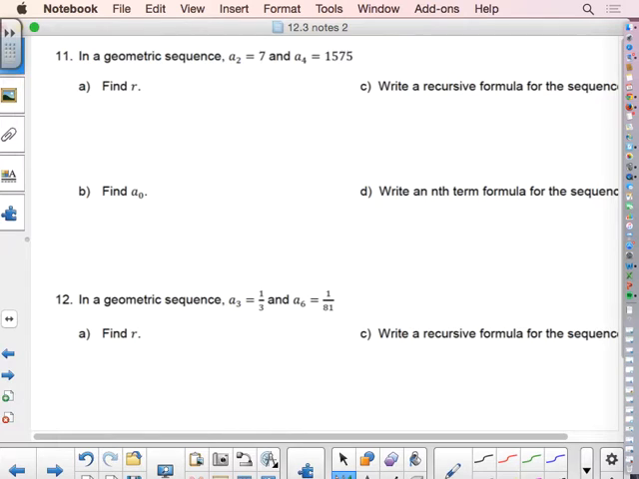Number 11, we did problems similar to this with the arithmetic mean. Now we're going to look at them for this geometric mean. So in number 11, it says find r. The second term, a sub 2, is 7. The fourth term, a sub 4, is 1575. And we want to find that common ratio r.